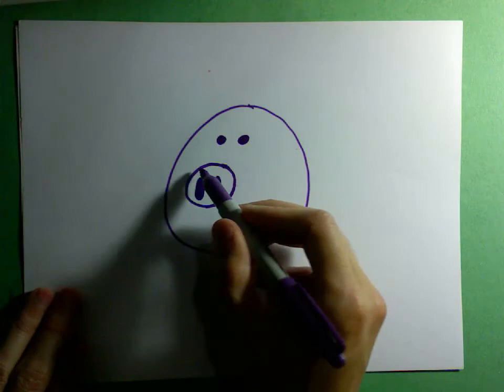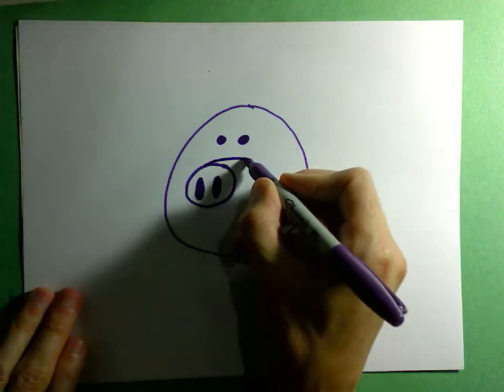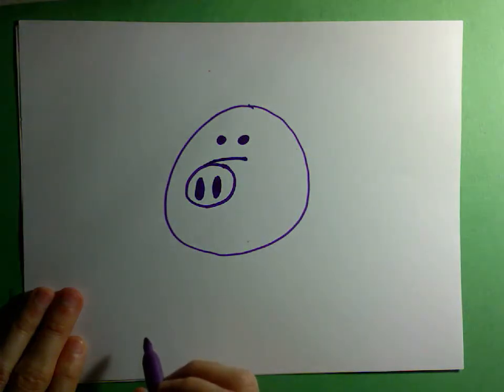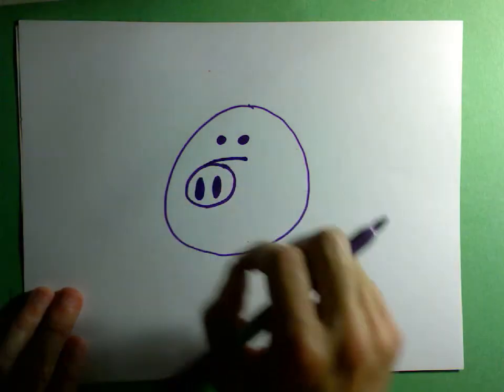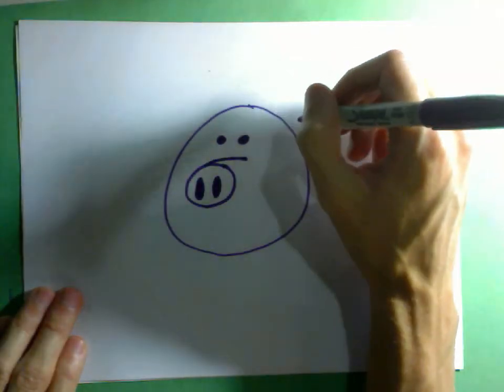Next, on the top of the circle that we made for the nose, for the snout of the pig, I'm going to draw a line that comes off of that like this. This will help make it look like the nose is poking out of the face a little bit more. Make the picture look a little bit more three-dimensional.